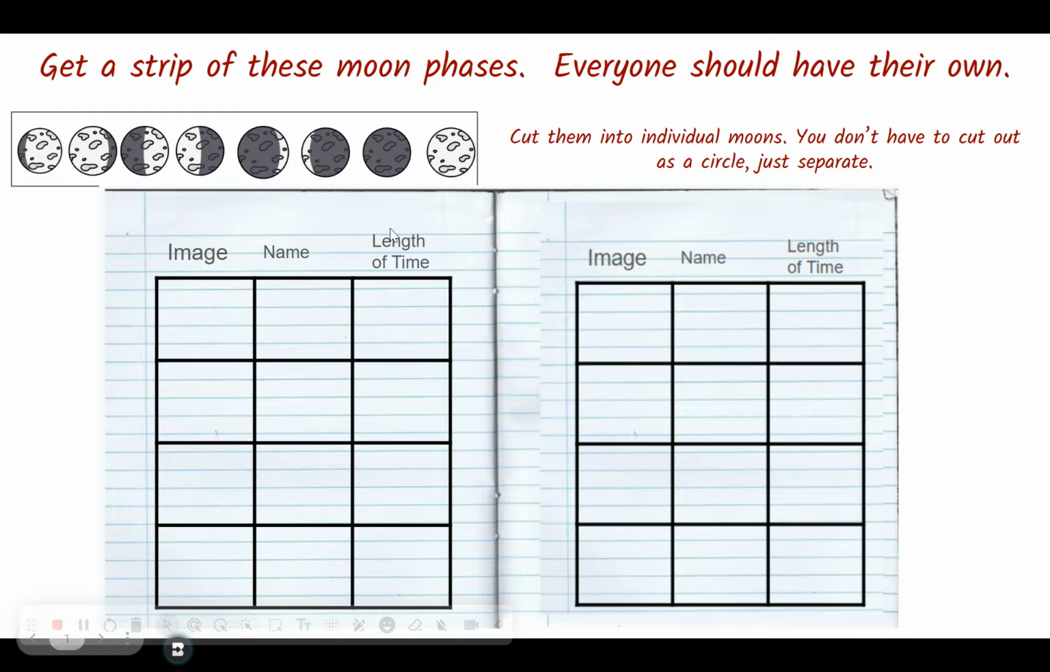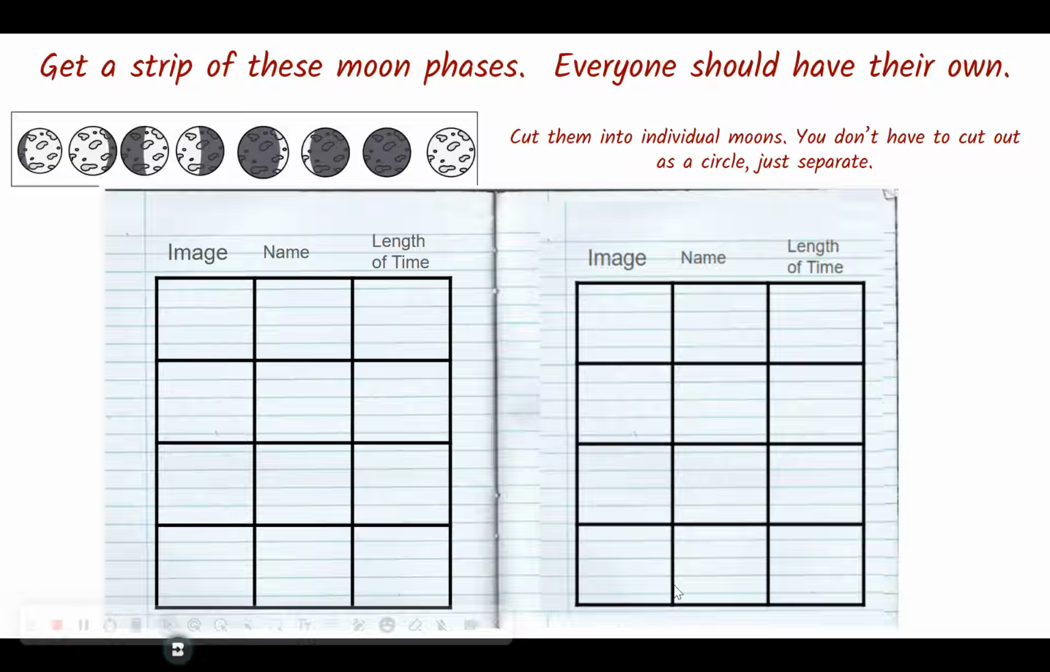You're making 2 charts in your notebook. Okay, 2 long lines here and 3 horizontal across, for the image, the name, and the length of time. That's for the first 4. You're going to start with new moon up here.